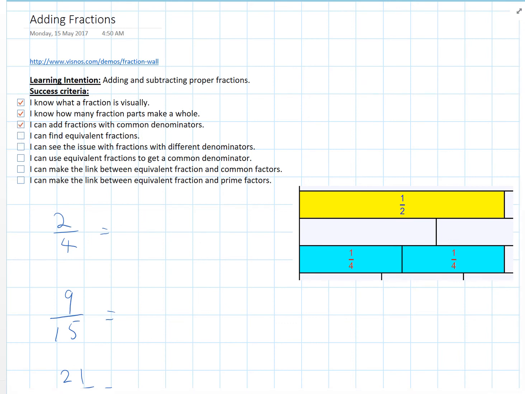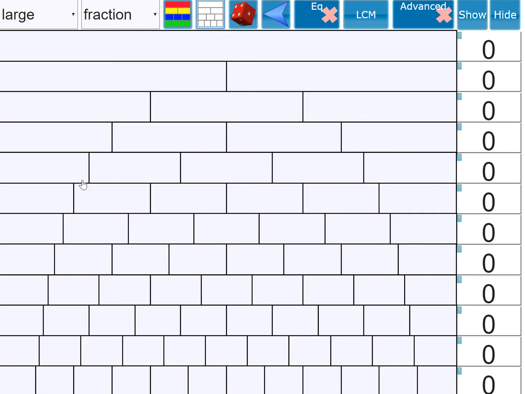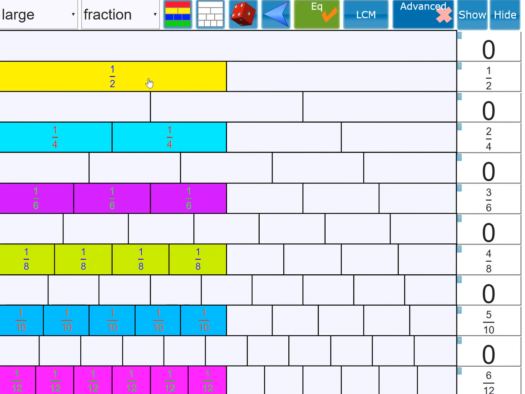Now I can find equivalent fractions. So let's have a look. If I had 2/4, I think that's quarters. Oh no, they're fifths. 2/4, you can see that that is the same as a half. And if I want to see all the equivalent fractions, you can see that the half is 2/4, it's 3/6, it's 4/8, and 5/10, and 6/12.